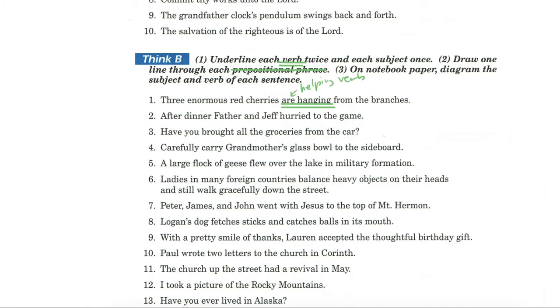So not just the verb, but also the helping verbs along with it. Okay, who's hanging? Or who or what is hanging? Cherries. We don't underline red because that's an adjective, but cherries are hanging.